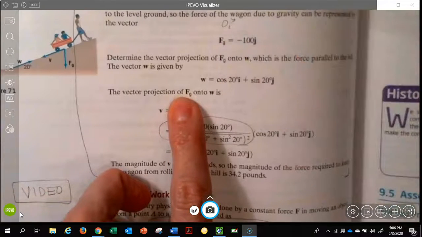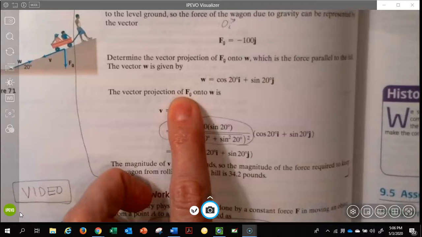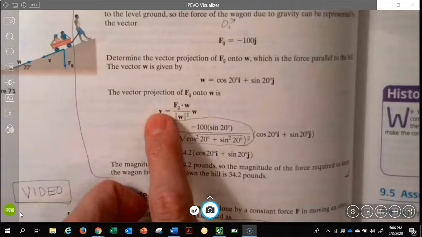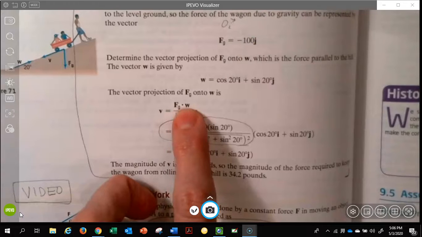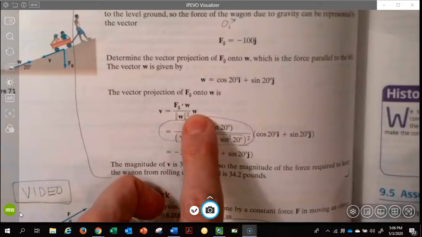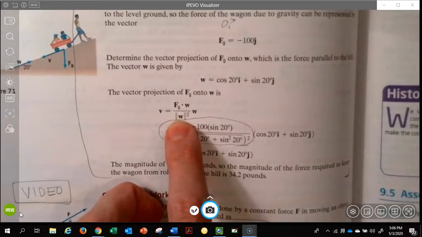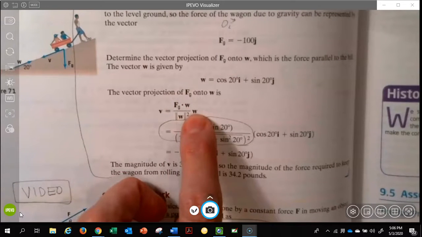But what we saw on the other page is F is going to get written once, and then W is going to go down in the rest of them. So the vector projection is going to be F written once. We're doing the dot product with it and W. It's going to be written there, and there, and there. Then we're going to need to find the magnitude of W and square it, and then multiply the whole thing times the magnitude of W.